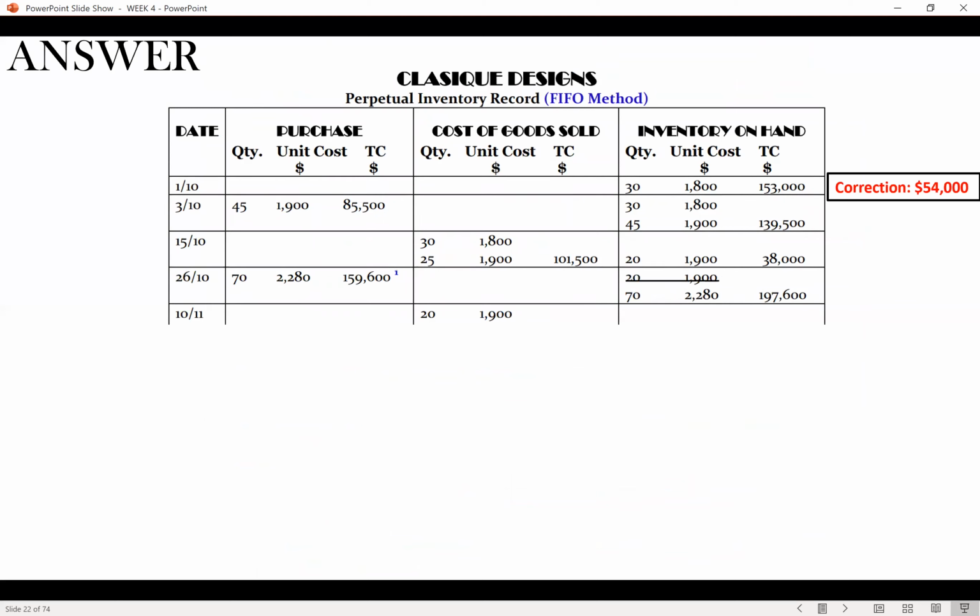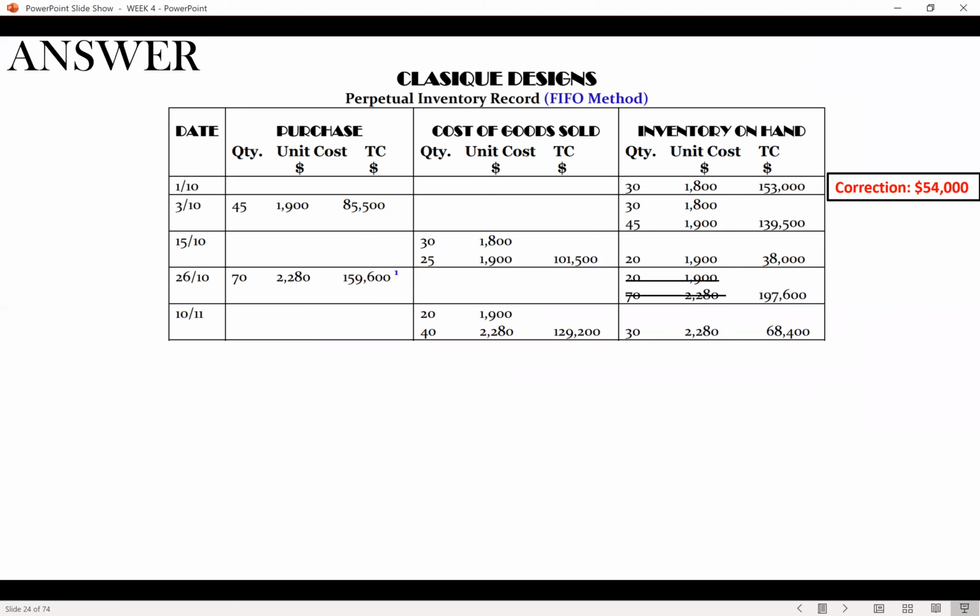That's the 20 at 1,900. We sold 60, so we need to pull 40 from the 70 that we have there to make the 60, right? Updating our inventory on hand, we're now left with 30. That costs us 2,280, which gives us a total of 68,400.